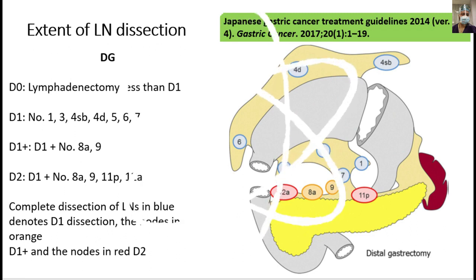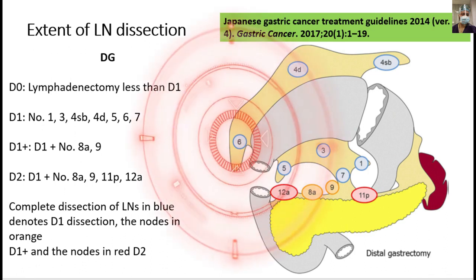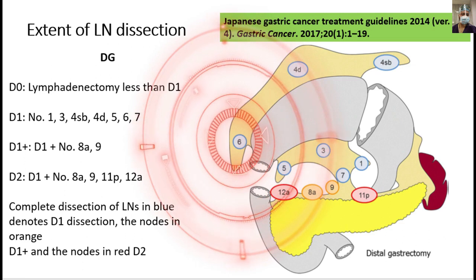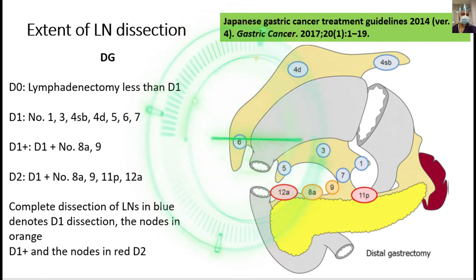So we will clear lymph nodes 1, 3, 5, that is along the lesser curvature of the stomach, and 4sb and 4d, but we will leave the short gastric lymph nodes behind. We will clear the left gastroepiploic, right gastroepiploic, infrapyloric and left gastric artery nodes for D1. So stations 2 and 4sa are not dissected out in distal gastrectomy as per the lymph node stations.